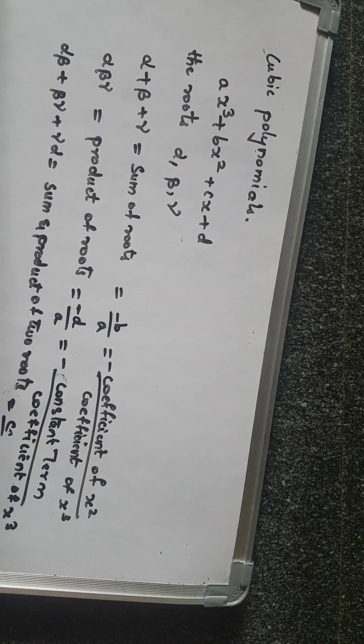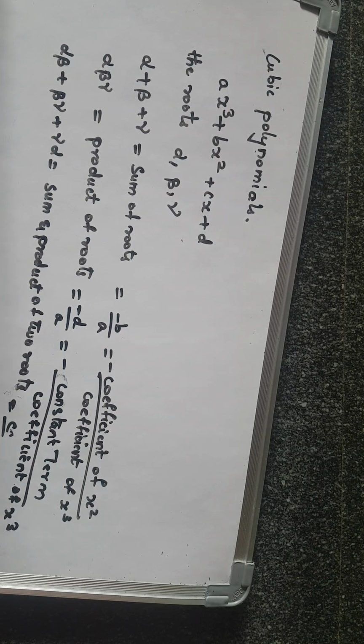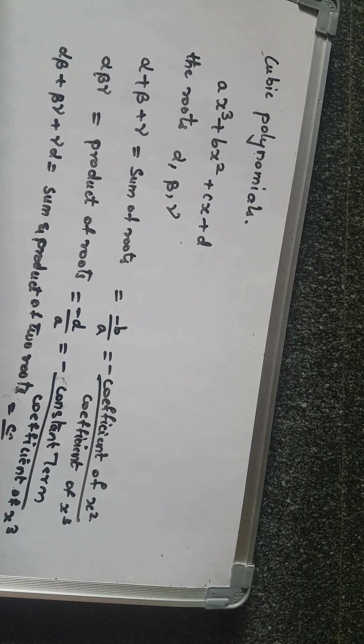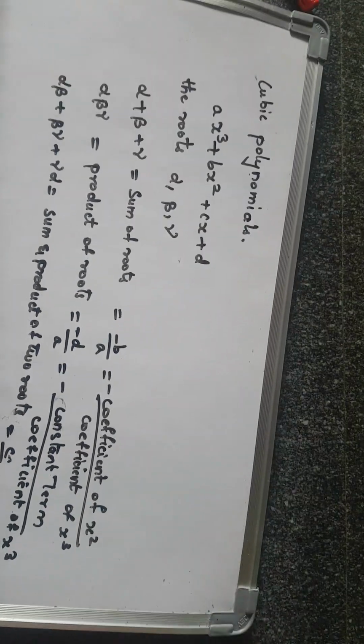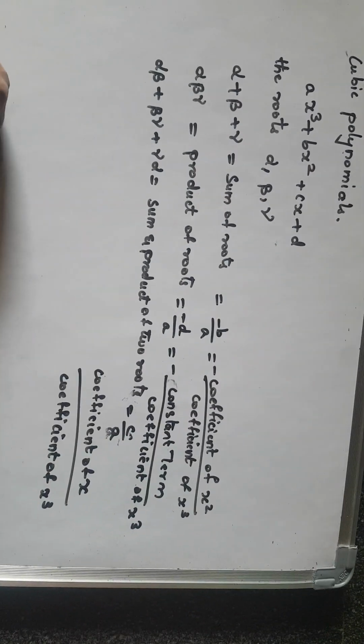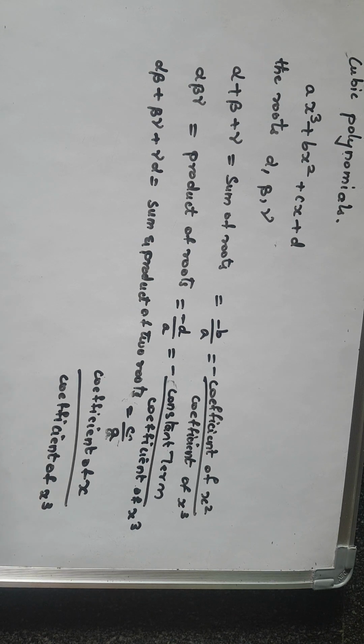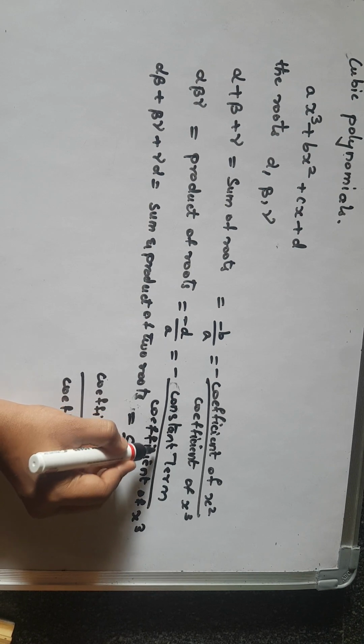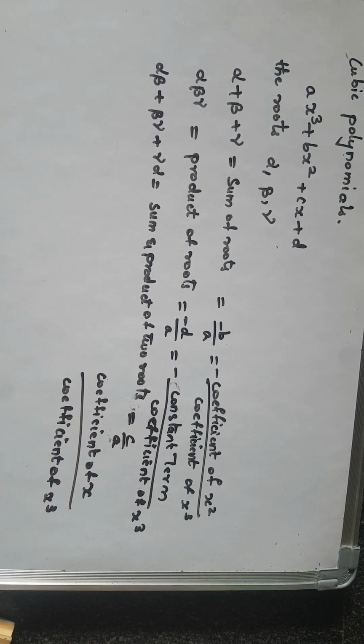And c by a can be written as the coefficient of x by the coefficient of x cube. These values are written as the coefficient of x by the coefficient of x cube. Okay, c by a can be written like this.